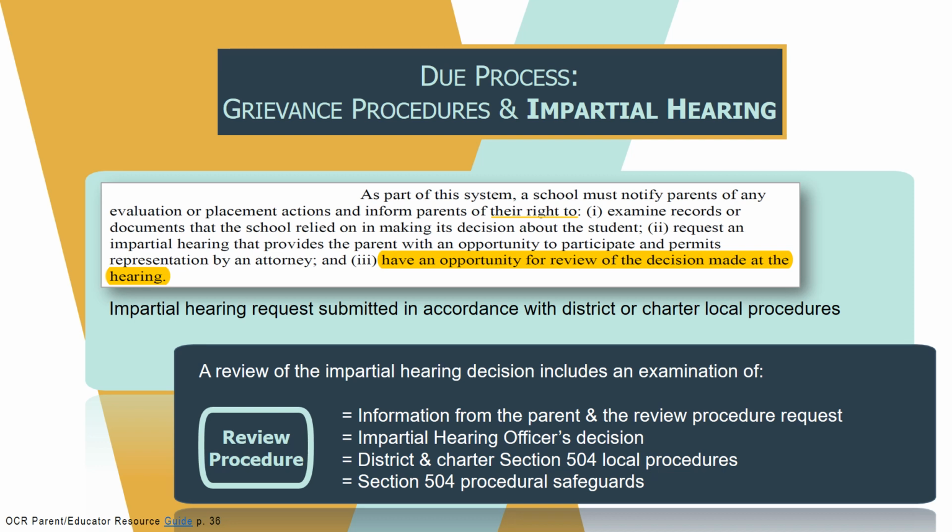The review of the impartial hearing process and decision might be based on and include an analysis of the information described in the written review request, any additional information provided by the parent, the hearing officer's decision, the district's local procedures, the Section 504 statutory safeguards, and any additional information deemed relevant by the reviewer. The outcome of the impartial hearing decision review should be sent to the individual requesting the review.